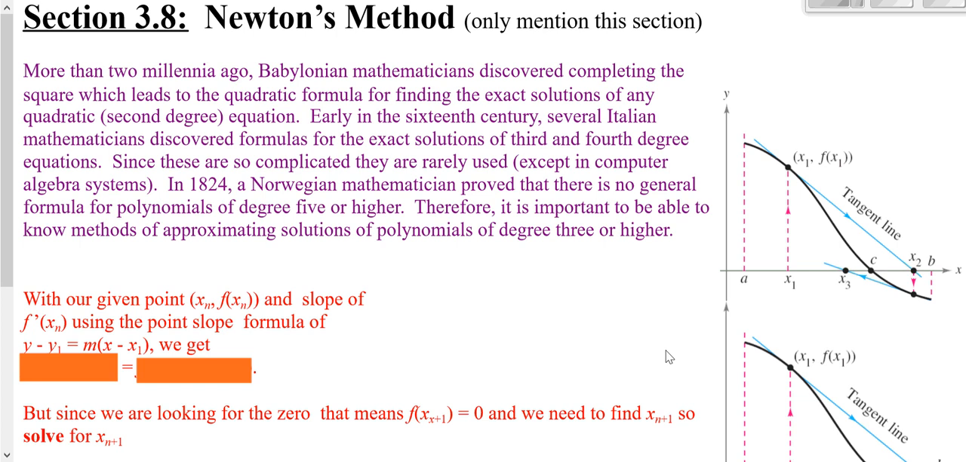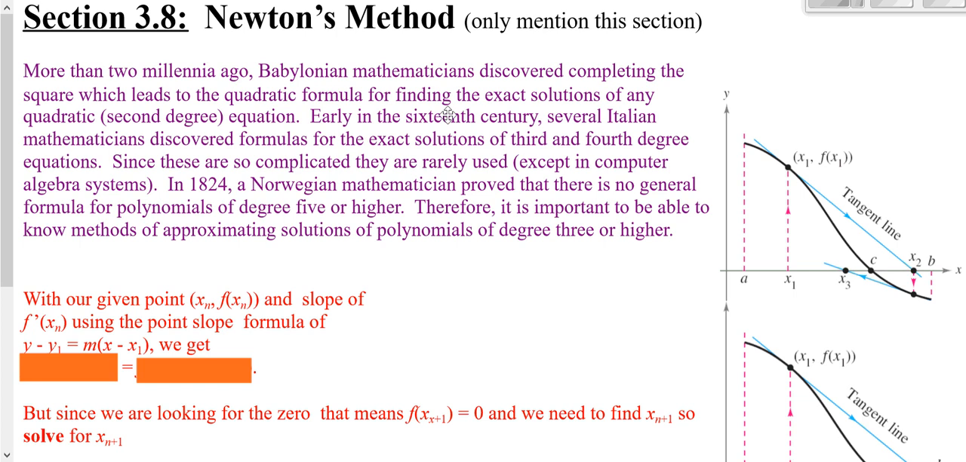One of the things we like to do in mathematics is to be able to solve equations. Well, it's pretty easy to solve a linear equation. And then back in the Babylonian age, there was a guy that figured out how to complete the square and figure out the quadratic formula to be able to solve any quadratic.